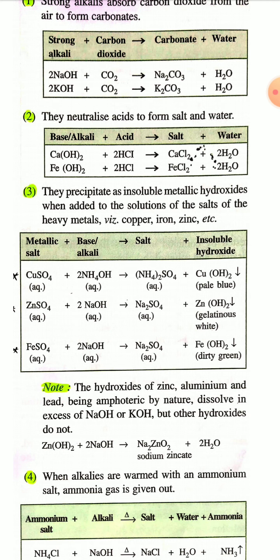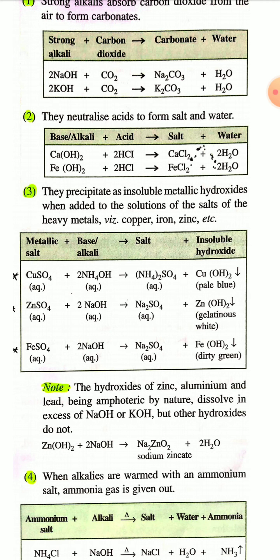And similarly, when ferrous sulfate, FeSO4, an aqueous solution of ferrous sulfate, reacts with sodium hydroxide, it will form an aqueous solution of sodium sulfate, that is Na2SO4, plus a dirty green precipitate of ferrous hydroxide Fe(OH)2, that is FeSO4 plus 2NaOH gives Na2SO4 plus Fe(OH)2, and the color of the Fe(OH)2 precipitate is dirty green.